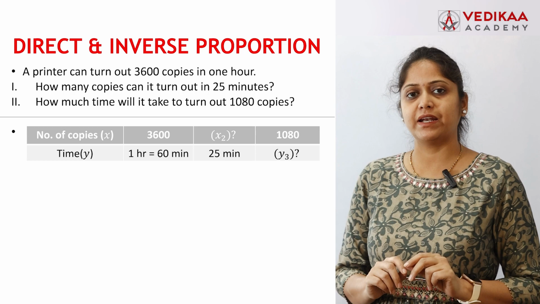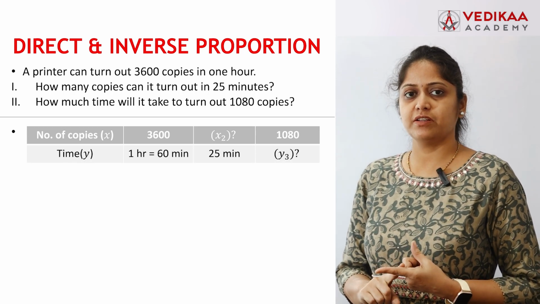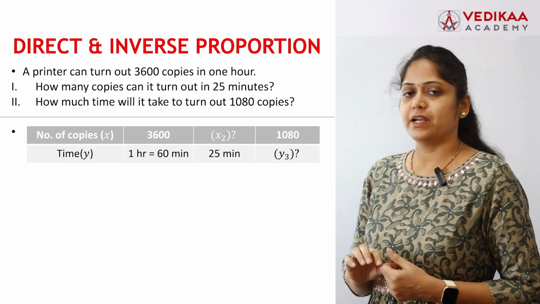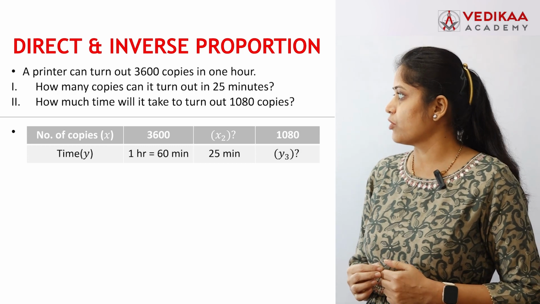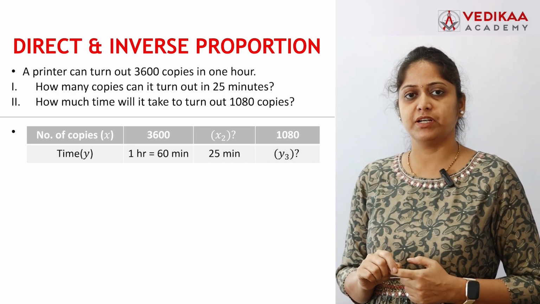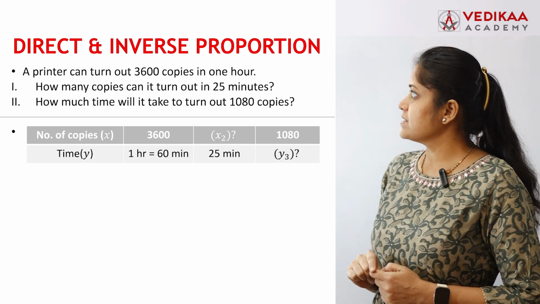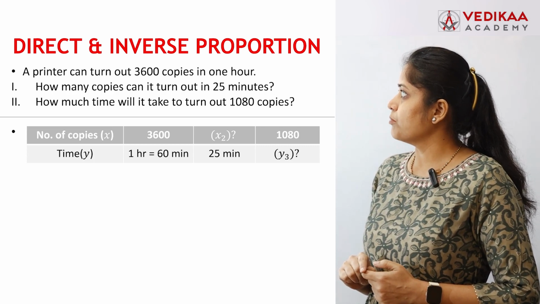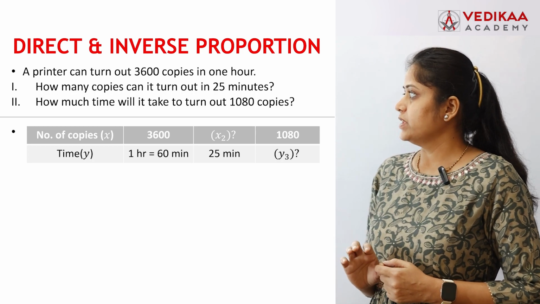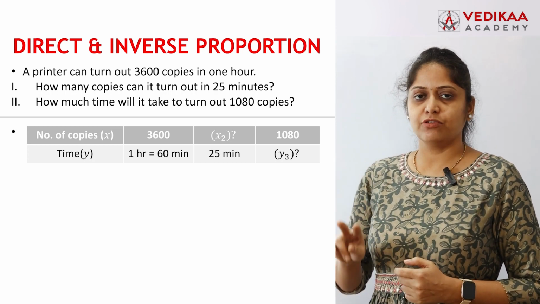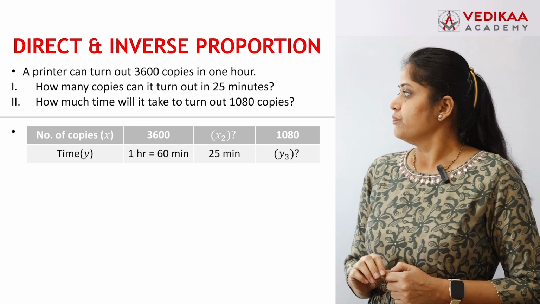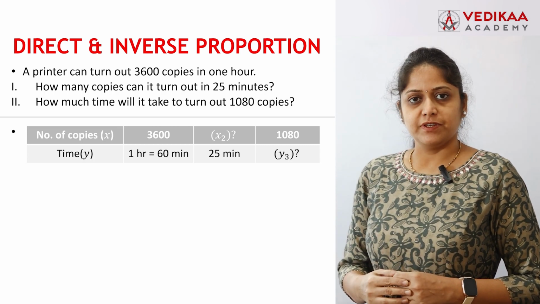Now what are the different parameters in the table? First parameter is number of copies and second parameter is the time. So let's say number of copies we denote as parameter x and time we denote as parameter y. Whatever is given to you, that 3600 copies in 1 hour, in the first column and in the second column, you have to write down that particular specification.